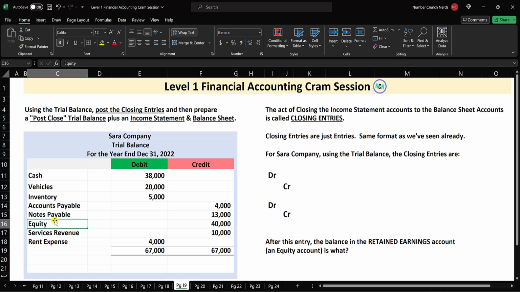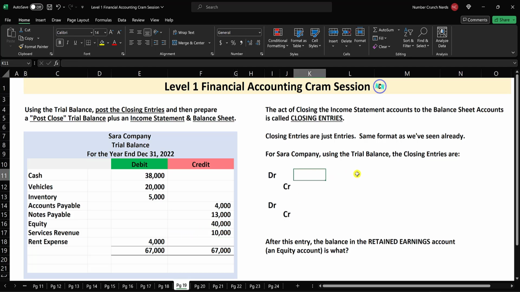That is owner's equity. This is revenue and expense. These are my income statement accounts right here. So here's what we do. I have services revenue right here. It has a credit balance. So to close this, in other words, to make this 0, what do I have to do if it has a credit balance? I have to debit it.